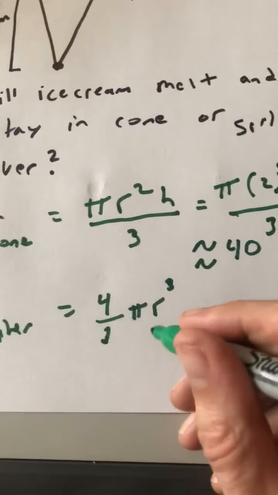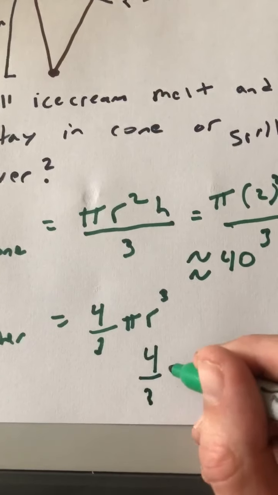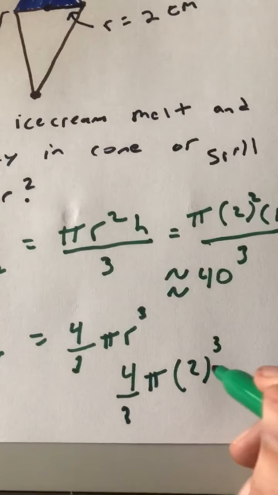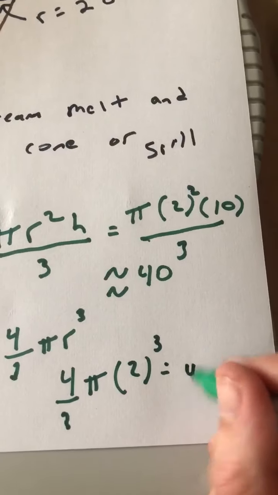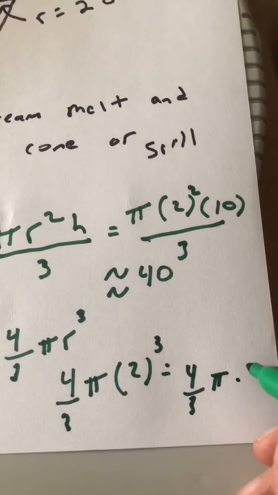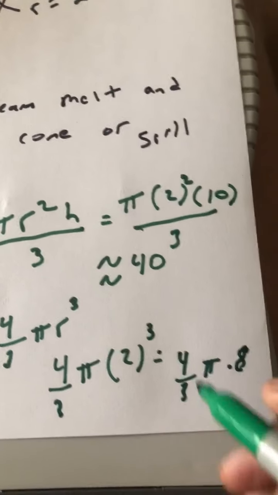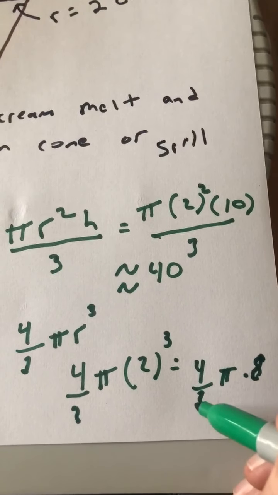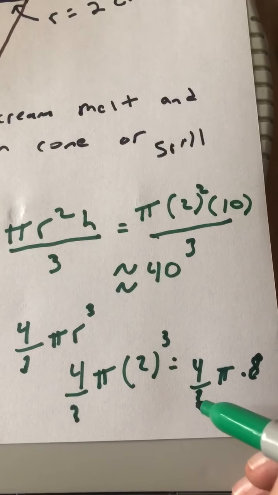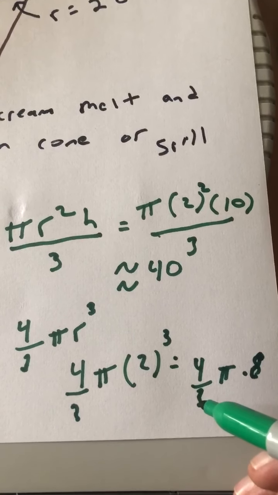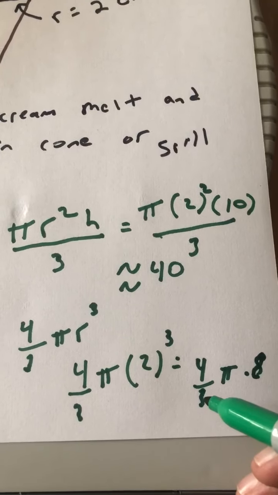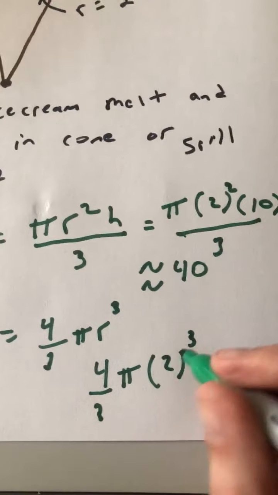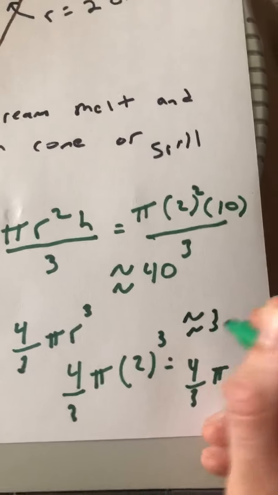Let's take a look at the sphere. So we have 4/3 pi times the radius, which is 2 to the 3rd power. That's going to be 4/3 times pi times 8. Okay? 8 times 4 is 32. 32 divided by 3 is about 11, close to 11. And 11 times pi is close to 33. And again, this is just a rounding here, not perfect.